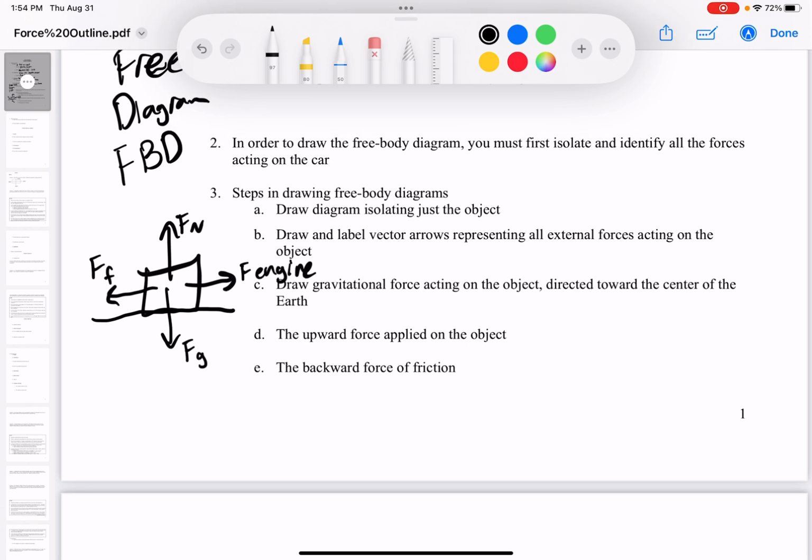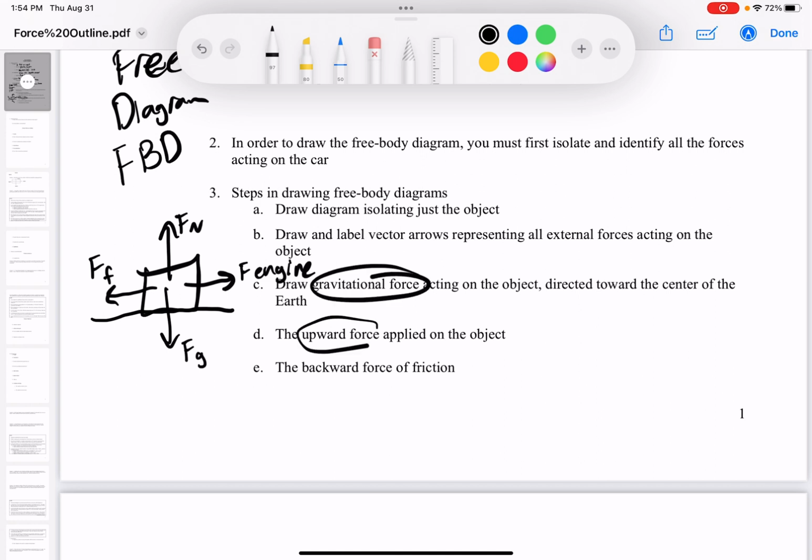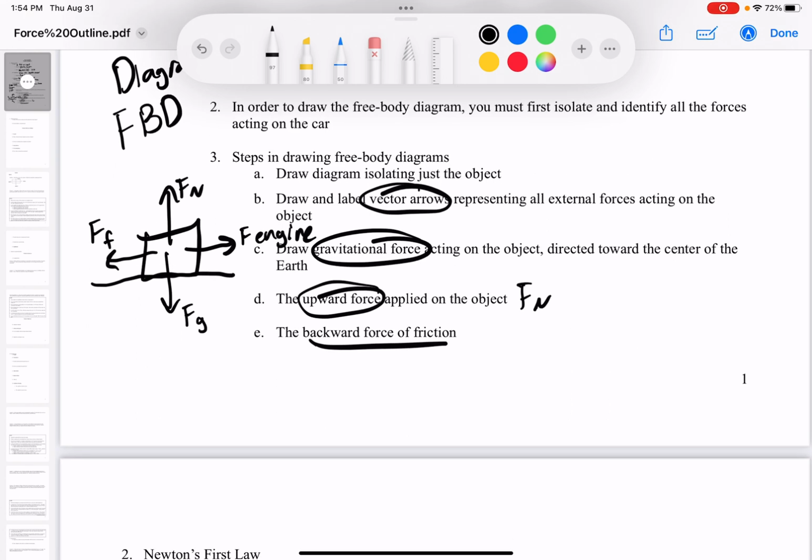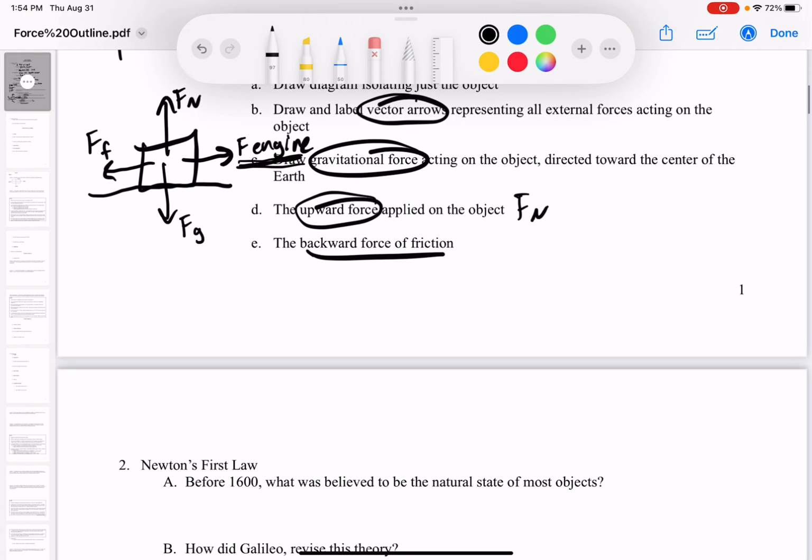Okay? So here we drew the gravitational force, we drew the upward force, remember that's the normal force, Fn, and then we drew the backwards force of friction, so that's going to the left. Now, these are all vectors because they represent the direction these forces are actually pushing, right? So it has both that magnitude, which is the number or the variable we list here, but then also the direction that we've pointed it in.